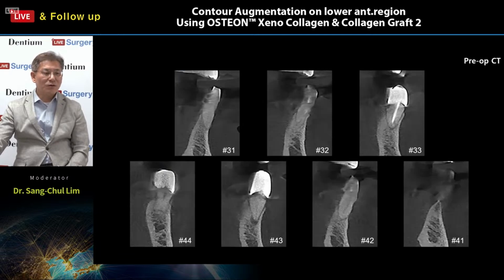About the CT view, cone beam CT view, about the 31 area, 32, 33, 43, 42, 41 area. As you know, this area is so narrow and looks like a knife edge style, remaining bone height and bone width. So it needs more approach to optimize this narrowed ridge.